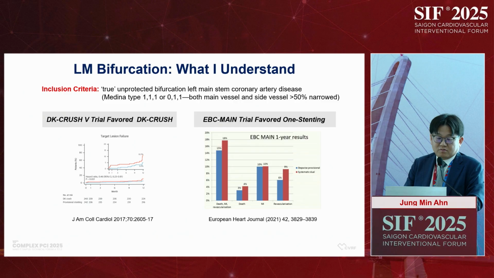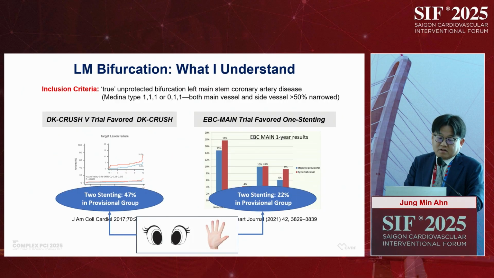We have two randomized trials, the DK Crush 5 trial and the EBC MAIN trial. Both randomized trials actually enrolled the same patients with unprotected left main disease, but the results are different. The DK Crush 5 trial favored the upfront two-stent technique, but the EBC MAIN trial favored the simple provisional crossover technique. Why? I think in the DK Crush 5 trial, in the provisional group, two-stenting was finally done in 47%. But in the EBC MAIN trial provisional group, the two-stent technique was finally done in only 22%.